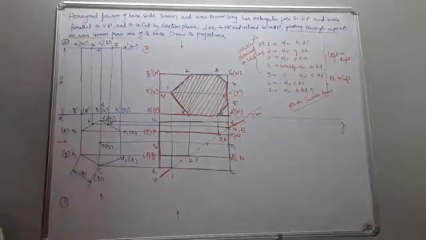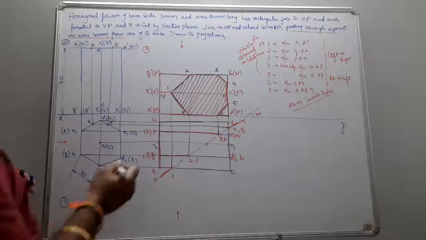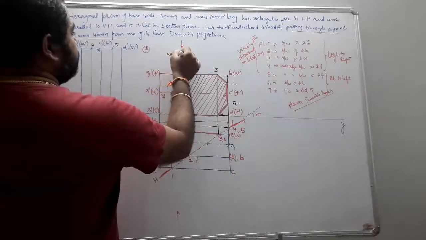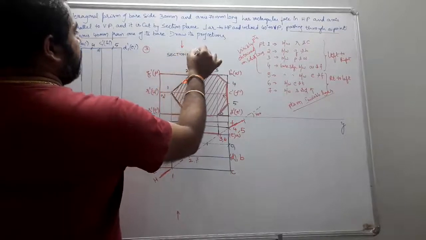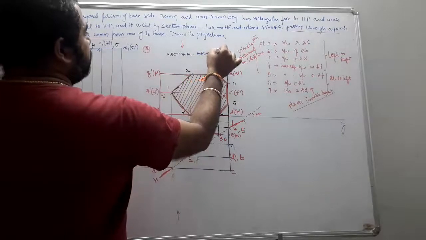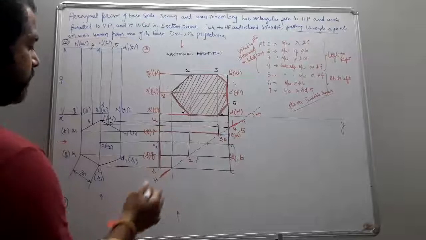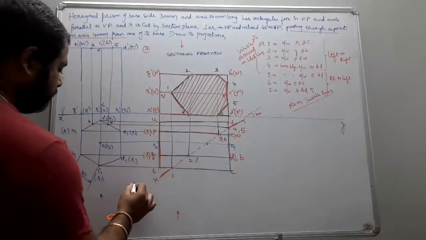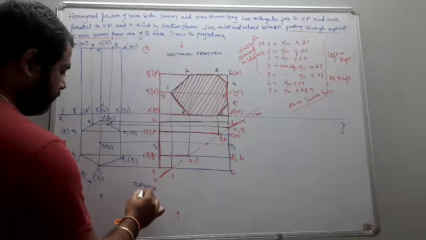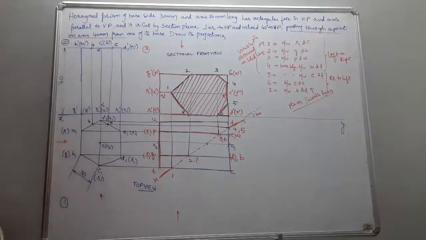So this was the retained portion. So this becomes your sectional front view. Okay, so this becomes top view. So how can we obtain our true shape?